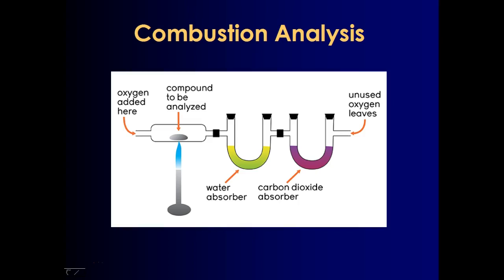The water absorber and the carbon dioxide absorber can be used to determine masses of water and carbon dioxide generated by the combustion of this compound. And from that information, we can determine the amount of carbon and hydrogen that was present in the compound, and from that, the empirical formula.